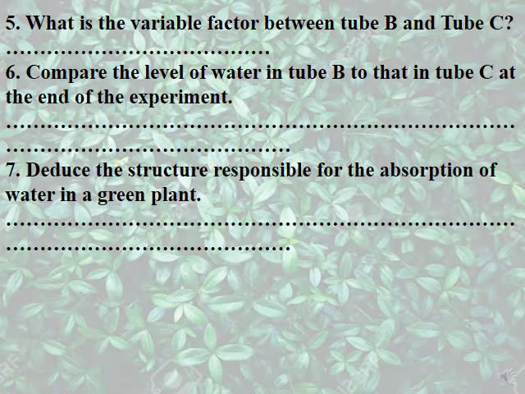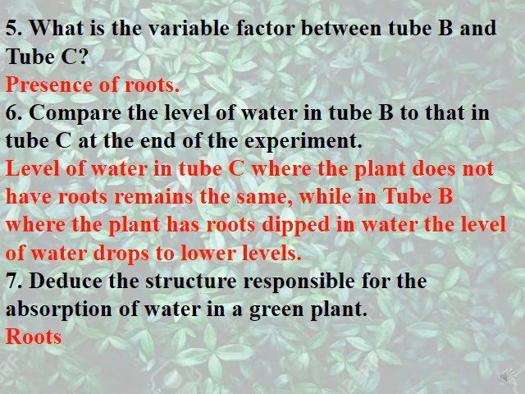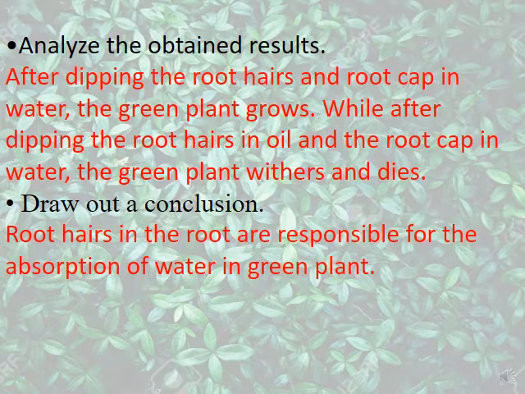But the variable factor between tubes B and C is the presence of the roots. Compare the level of water in tube B to that in C at the end. The level in C remains the same, while in tube B it drops to a lower level. To deduce the structure: in tube C, we don't have roots, while in tube B we do. So the structure responsible for the absorption of water in the green plant is the roots.